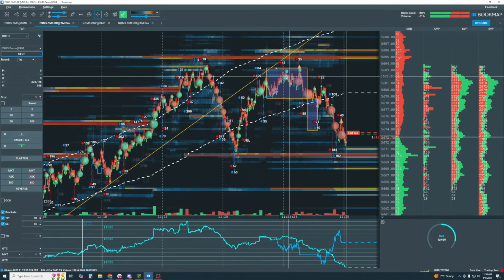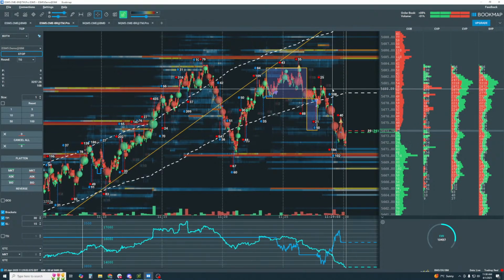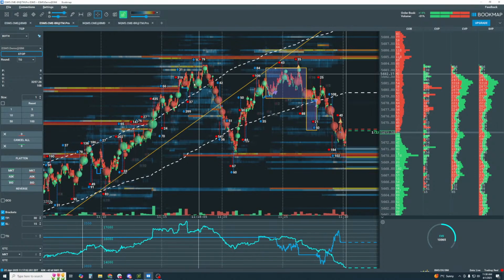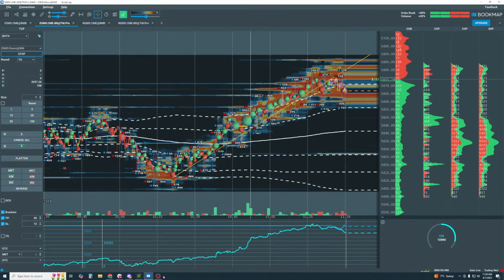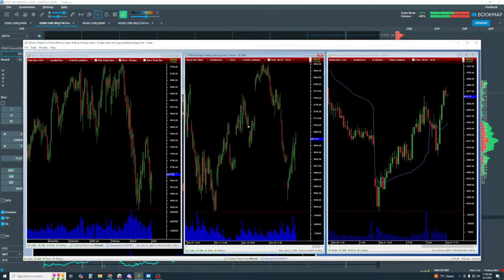So we did see a small distribution pattern in here after the really big move to the upside. And let's take a look and kind of reassess what's going on in the bigger picture. So we see the swing back up above yesterday's high, and then we would anticipate some pullback in here, and that's what we're just kind of looking at right now.